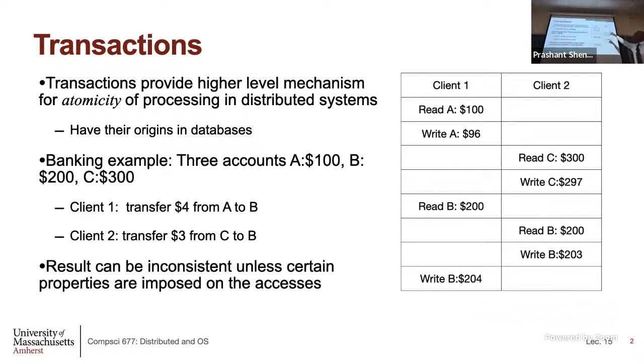Okay, so let's look at client 1's operations. The y-axis here going down is time. Client 1 wants to transfer $4 from A to B. That basically means you have to read A's balance, that's 100. Then you take $4 out of that account. So then you write -4, which means the balance has now dropped to 96.